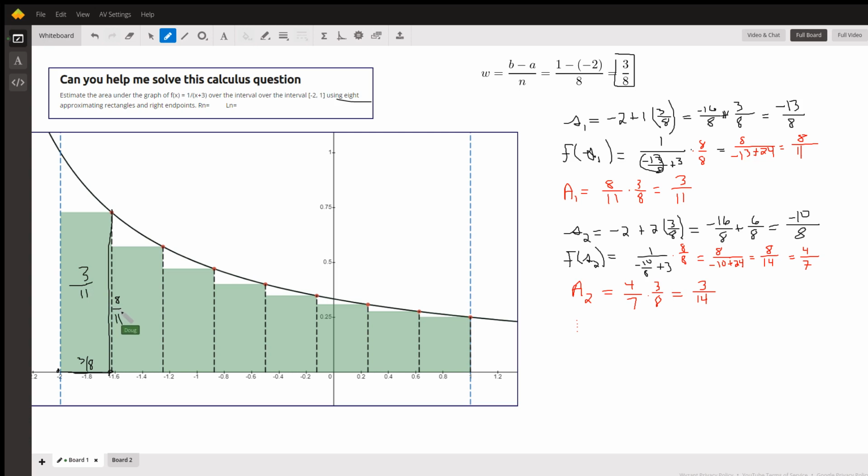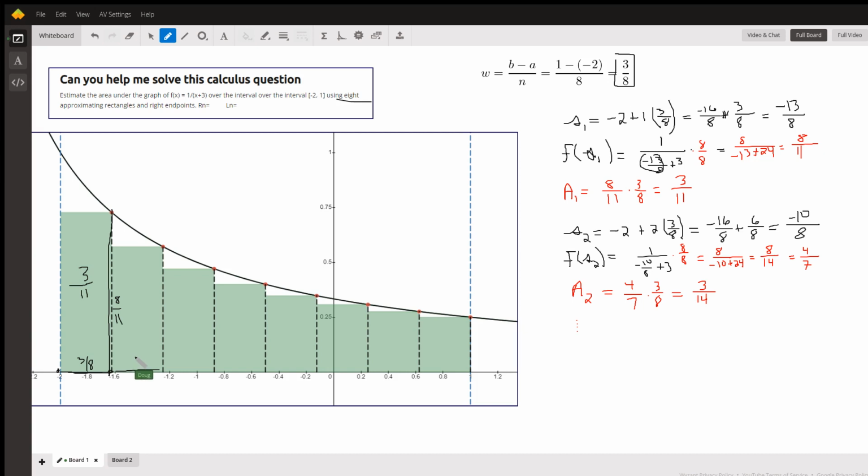And if we move on to the second rectangle, we're starting at -2 and adding on 2 of these widths. So -2 plus 2 times 3/8. We could reduce this to -5/4. I just happened to leave it as -10/8. Plug that number into the function, multiply numerator and denominator by 8. We get 8 over -10 plus 24, or 8/14, which this time I reduced to 4/7.